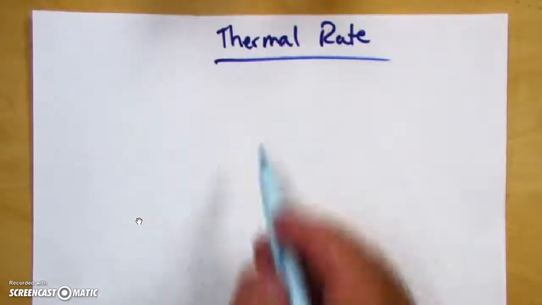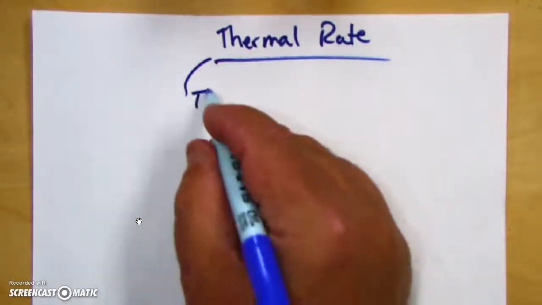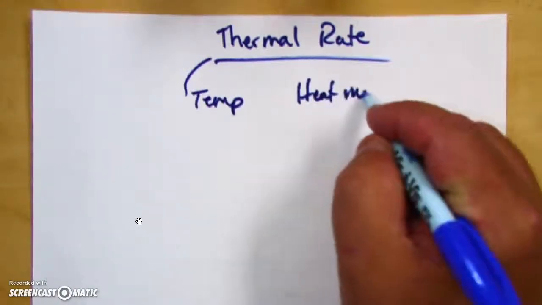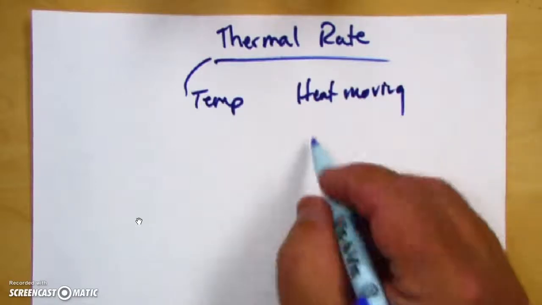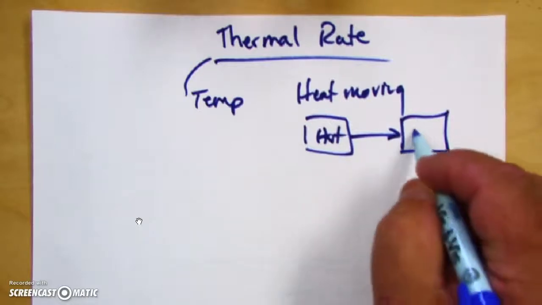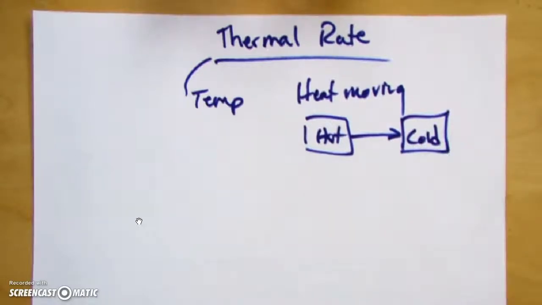Okay, now let's talk about thermal rate. Thermal obviously means temperature, so now we're talking about heat moving. Key thing to understand is heat is always going to flow from a hot object to a cold object. It can never go the other way. It has to go that way.